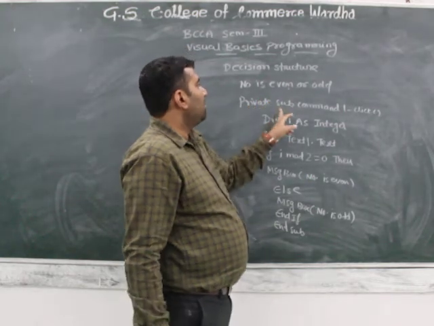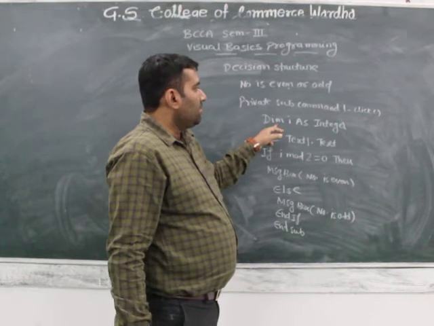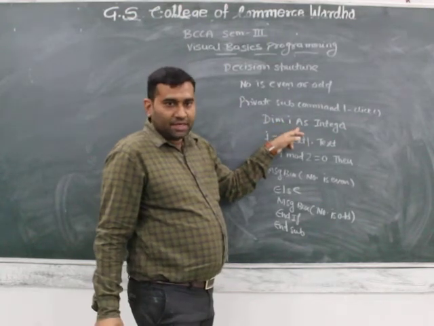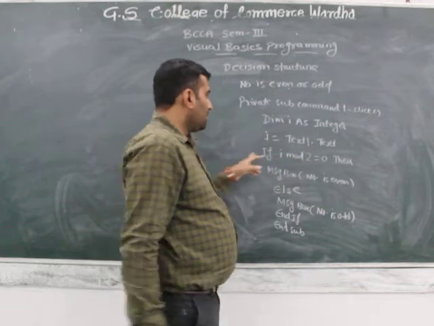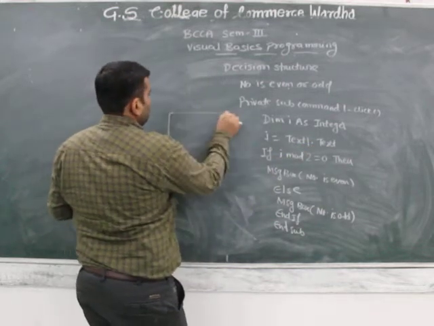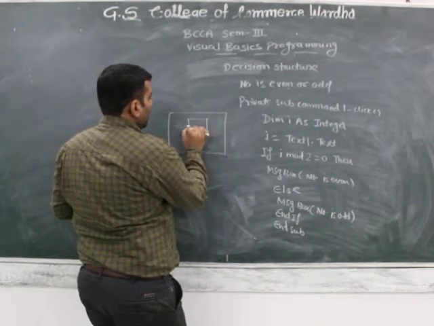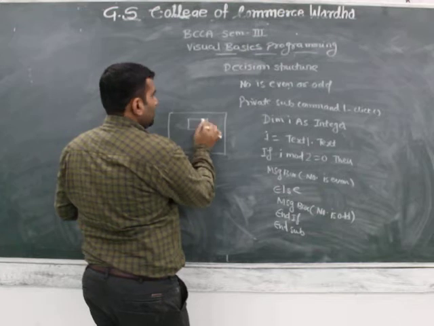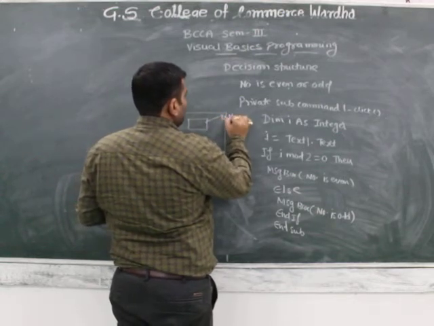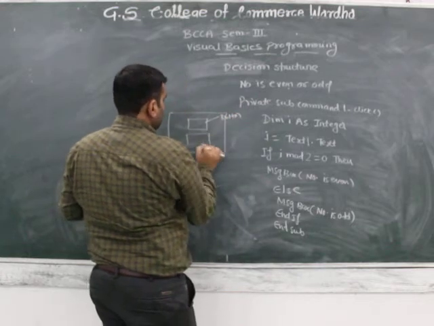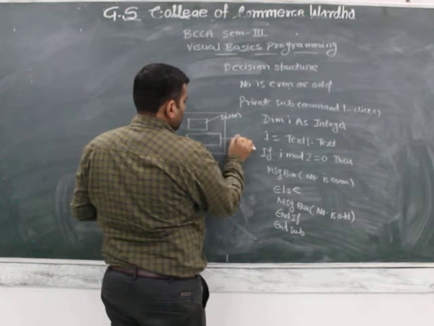Number is even or odd. Write the code on the command button 1 click. Dim i as integer, i equal to text box dot text. Suppose we use a command button, click on the command button, this is the command button, and use the text box, this is the text box.